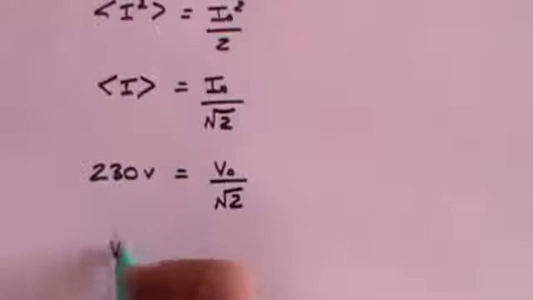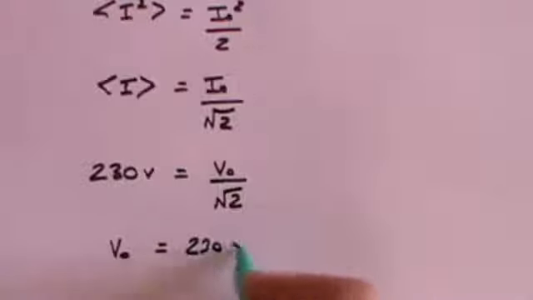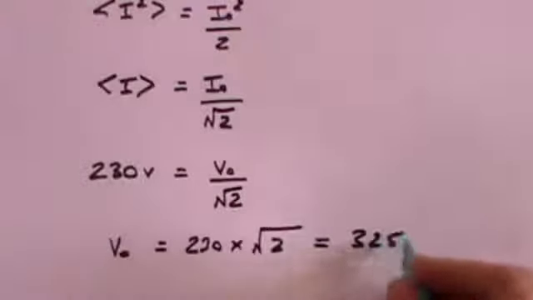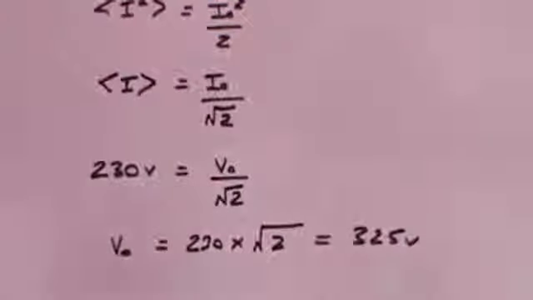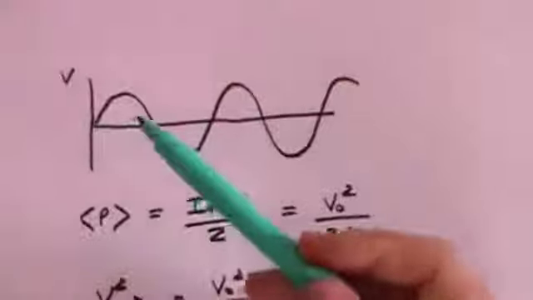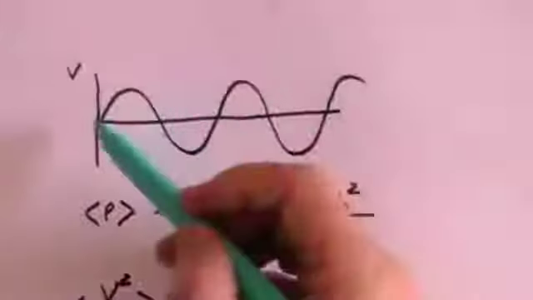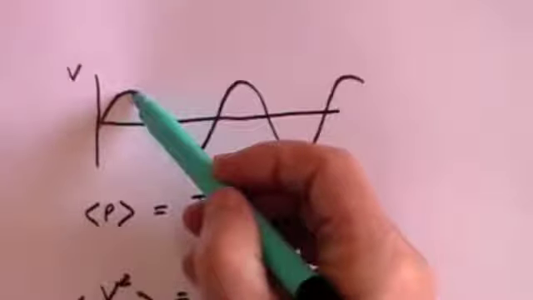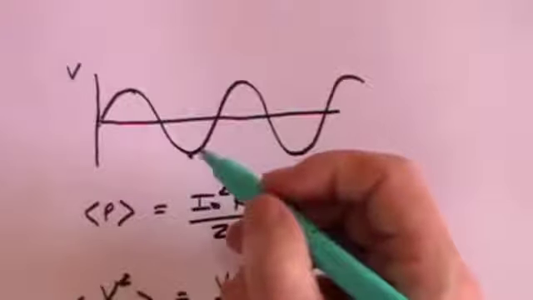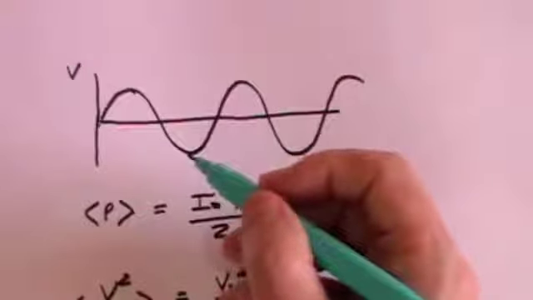The average voltage is equal to the maximum voltage divided by the square root of 2, which means that the maximum voltage is equal to 230 times the square root of 2. That is approximately 325 volts. So what we're actually saying is that in the United Kingdom, when you plug in at the wall, you're getting an average of 230 volts, but in fact the actual peak is 325 volts here and minus 325 volts here. So it's an even bigger voltage than you think it is at its peak.